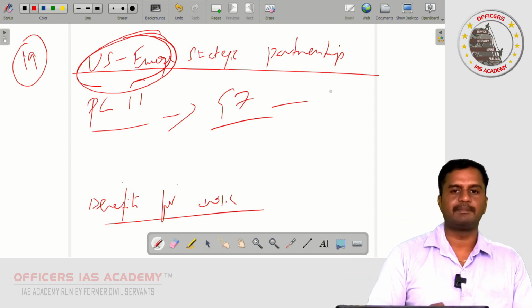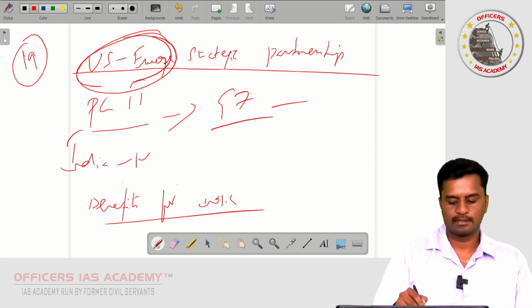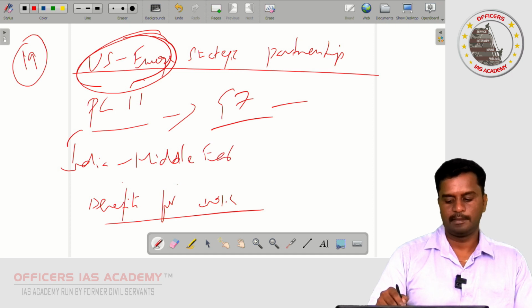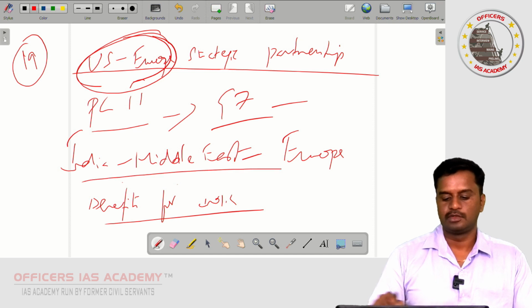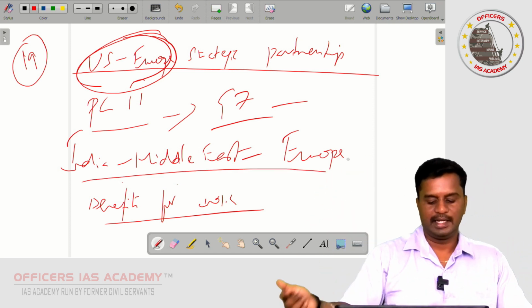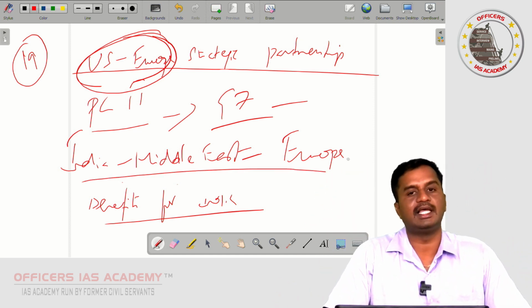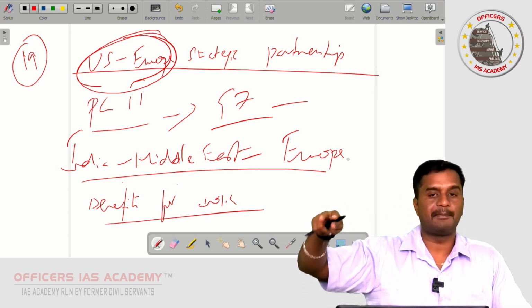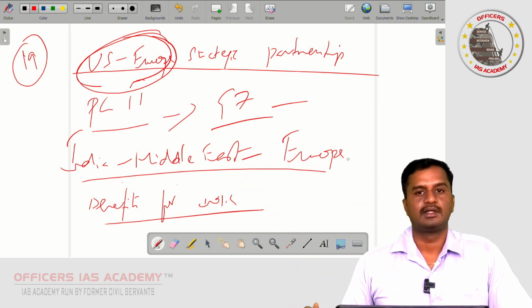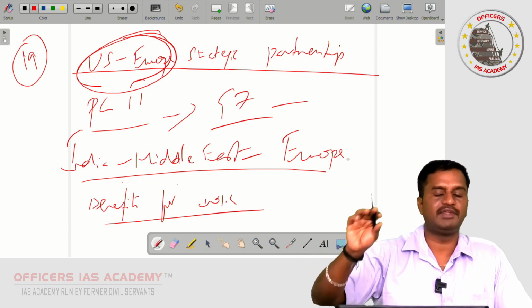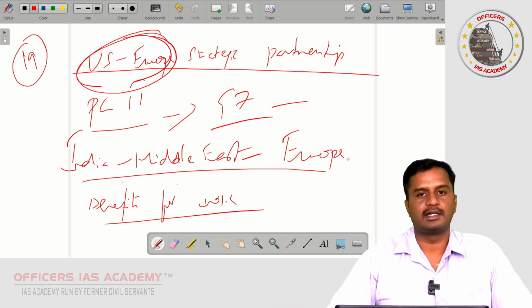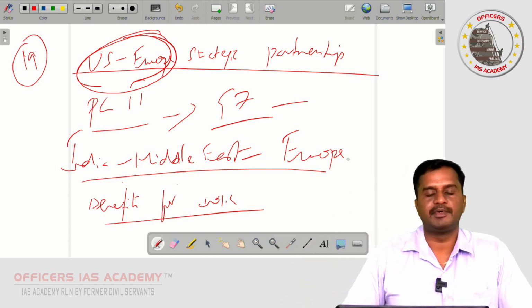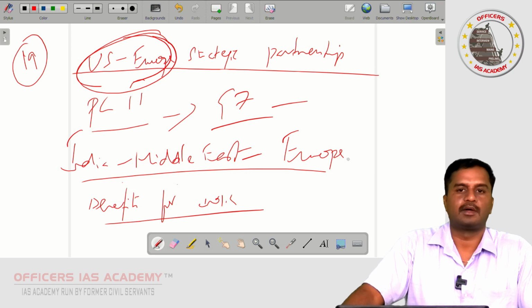A corridor under PGII has been initiated. It is called India Middle East Europe corridor. So PGII and India Middle East Europe corridor, within PGII they can challenge, they can compete with China's BRI. So India also has a role to play here. We now become a very important element and partner within the larger cooperation between US and Europe.